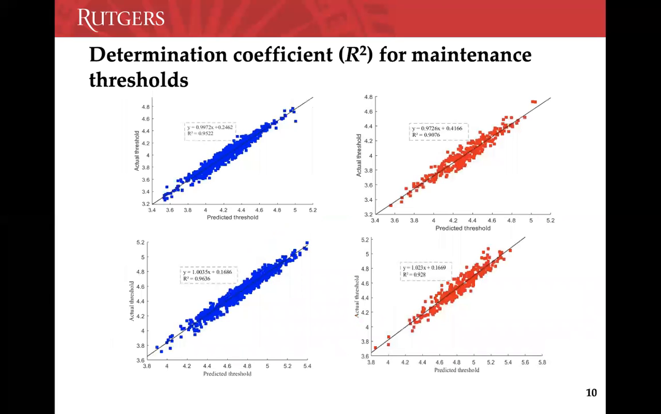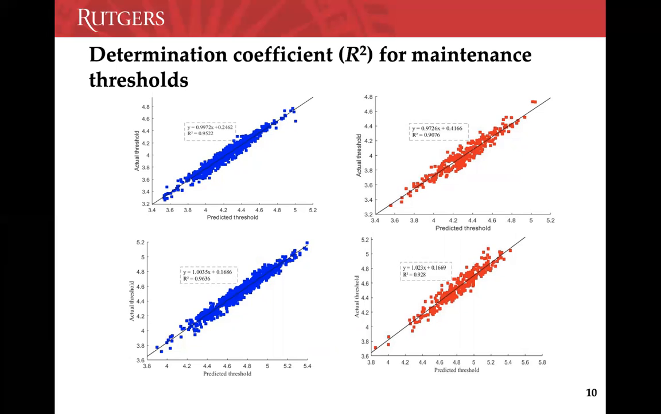I also calculated R-squared for the different thresholds. For example, if you have two components inside the system, for the thresholds of both of them, as you can see here, the R-squared is a high number. So here we can conclude that the result of the neural network is very close to the result of the optimization problem.